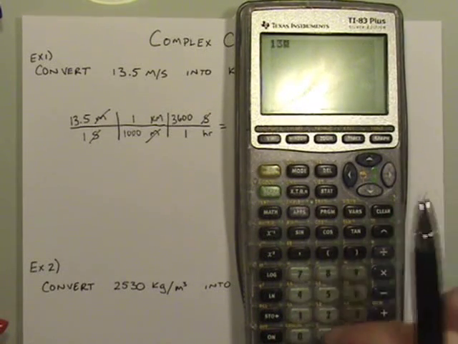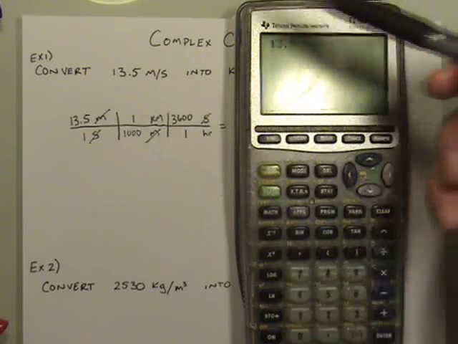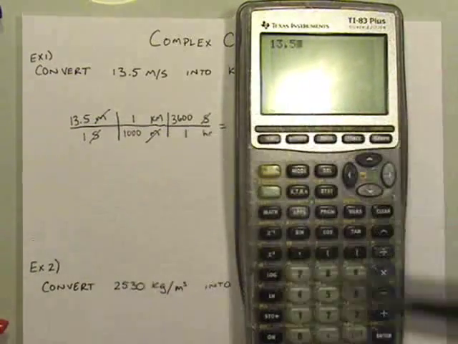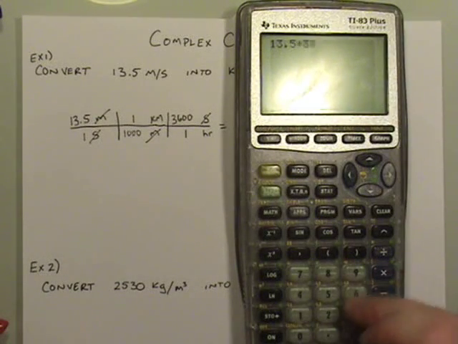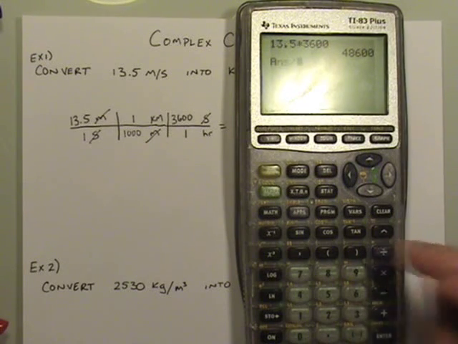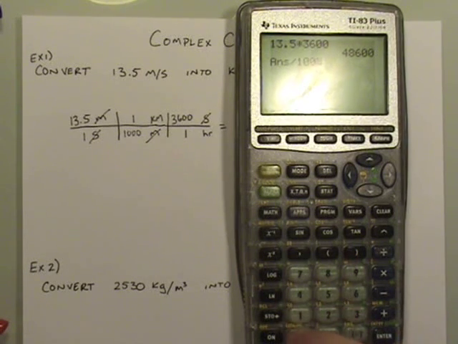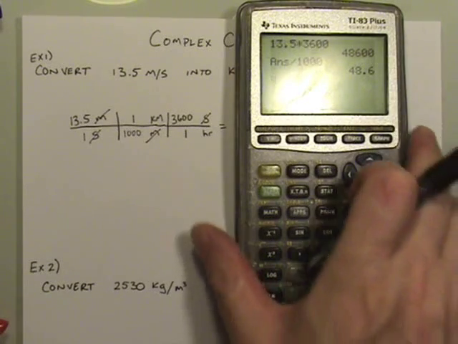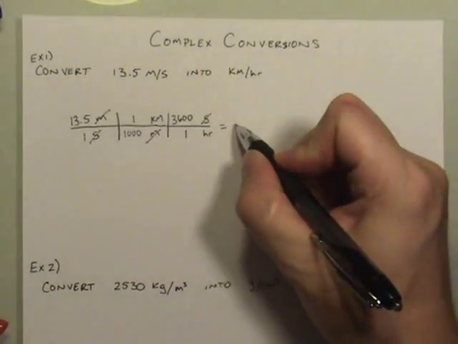We're going to do 13.5, and what I tend to do is always multiply across the top first. So let's multiply everything across the top times 3,600, equals, and now we'll divide by 1,000, and our answer is 48.6 kilometers per hour.